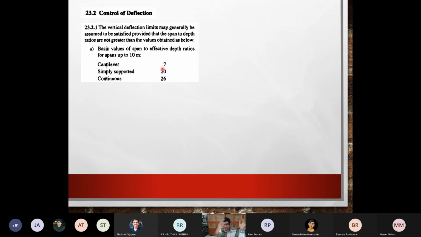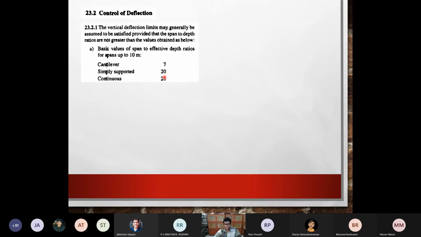Now span will be given to you in the problem. Load will be given. Depth will not be given to you in the problem, because you are designing the beam. You have to decide what should be the depth of the beam. So many times you'll be wondering, what should I take for the depth? So you can start with this: span to effective depth is 20.